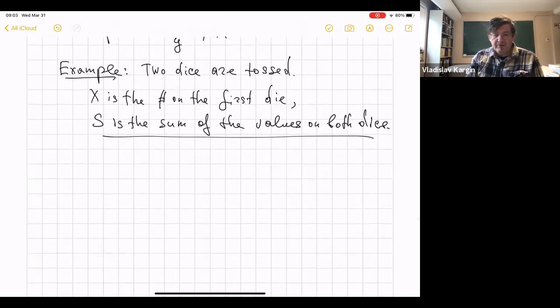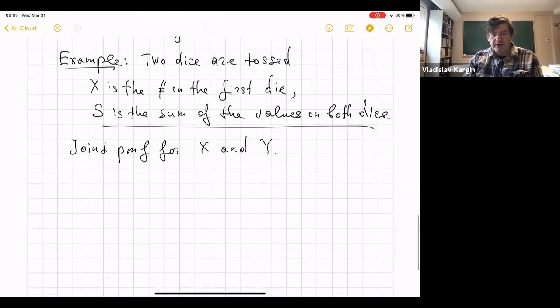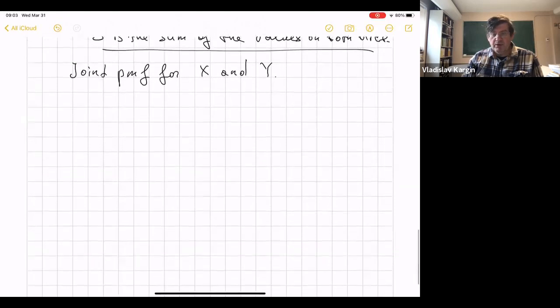The experiment can clearly have 36 outcomes. Right? So now, what about the joint PMF? Let us look at the joint PMF for x and y. We can visualize it as a table.